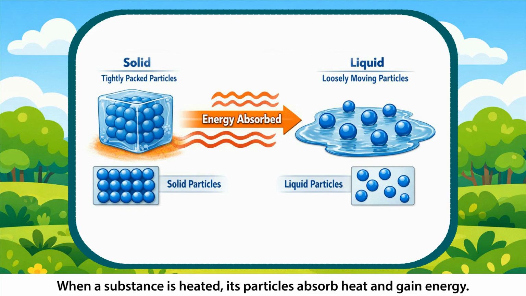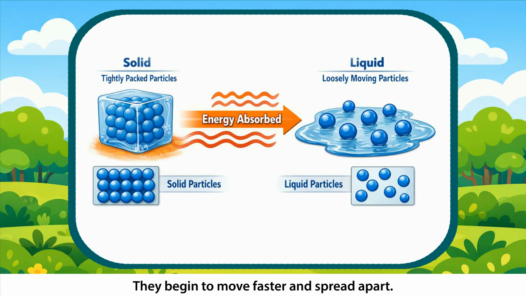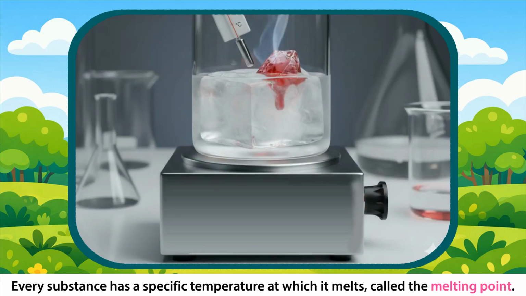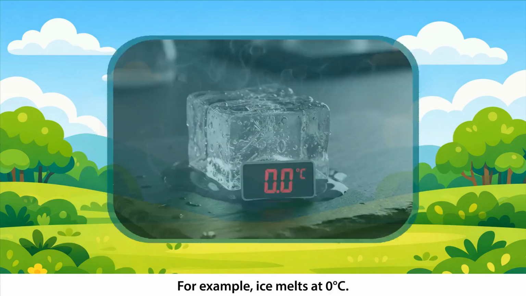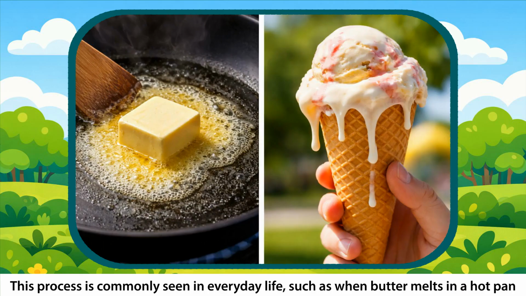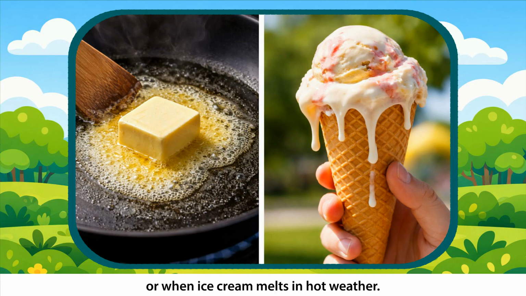When a substance is heated, its particles absorb heat and gain energy. They begin to move faster and spread apart. This movement allows the solid to change into a liquid. Every substance has a specific temperature at which it melts, called the melting point. For example, ice melts at 0 degrees Celsius. This process is commonly seen in everyday life, such as when butter melts in a hot pan or when ice cream melts in hot weather.